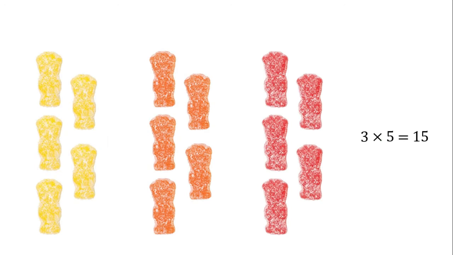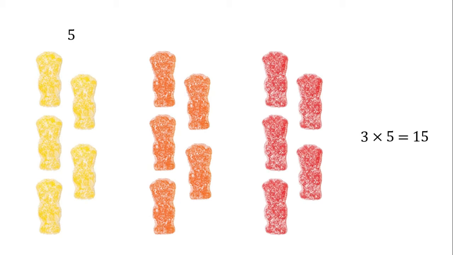Another example with some Sour Patch Kids. I have 3 groups of 5. And I could just count all of them one at a time, 1, 2, 3, 4, 5, 6, 7, 8, 9, 10, 11, 12, 13, 14, 15, or I could count how many there are in each group and add them all up. And I do it something like this.